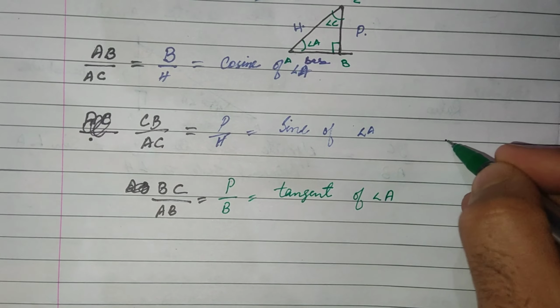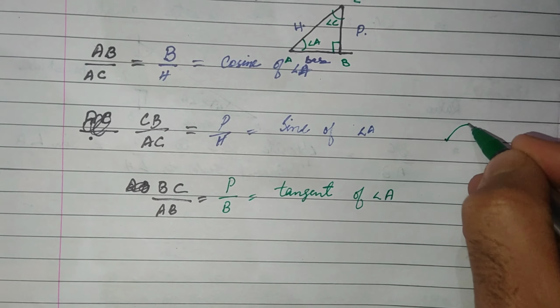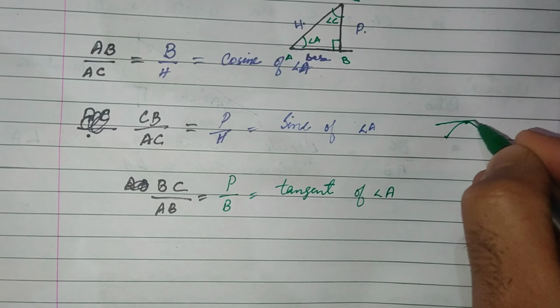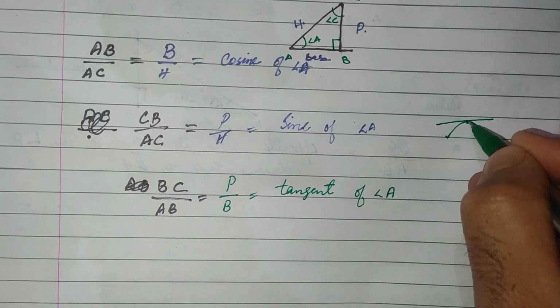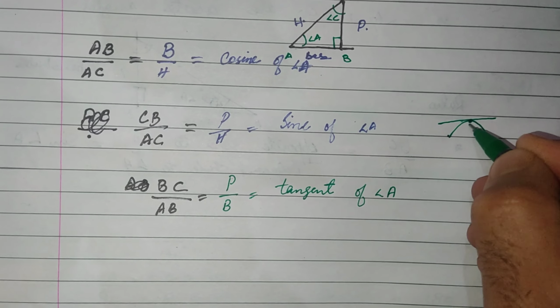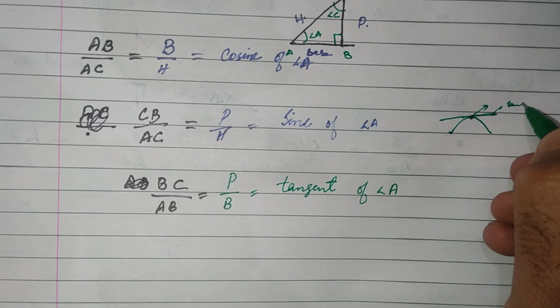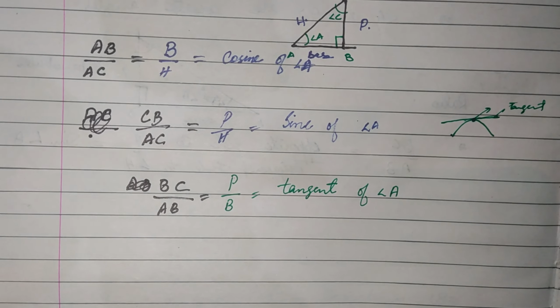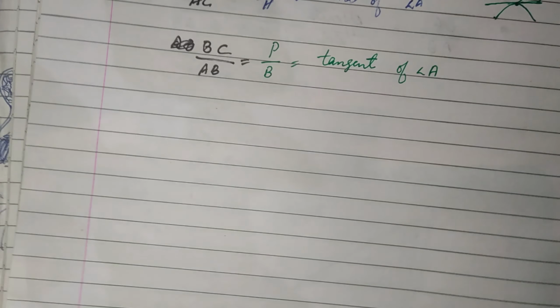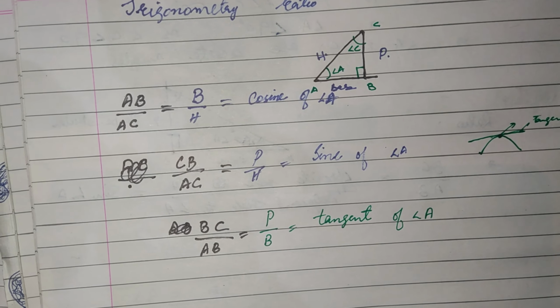And tangent, which we know about for a curve: we draw a tangent at a point, a line passing through one single point, joining the curve at a single point. This line is called tangent. And we have another three.